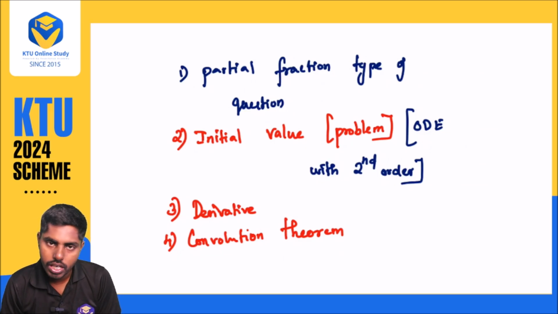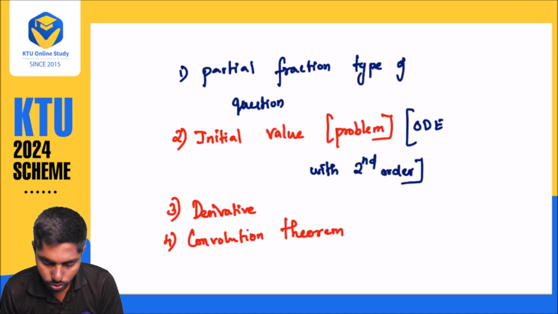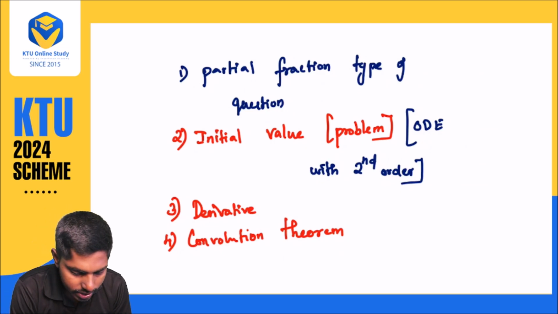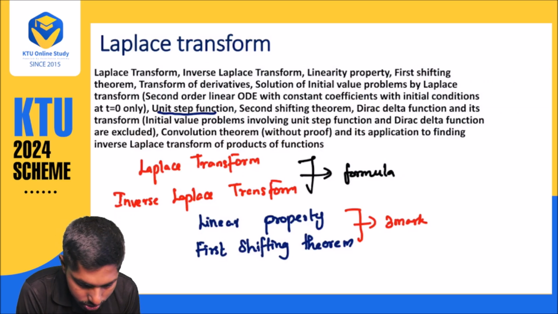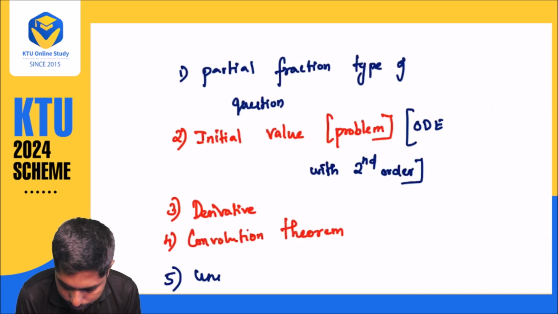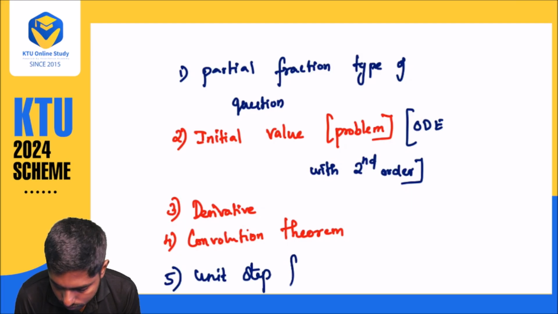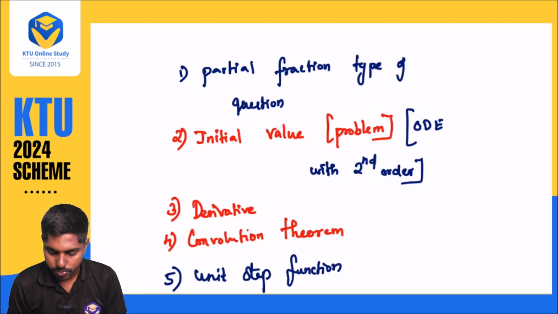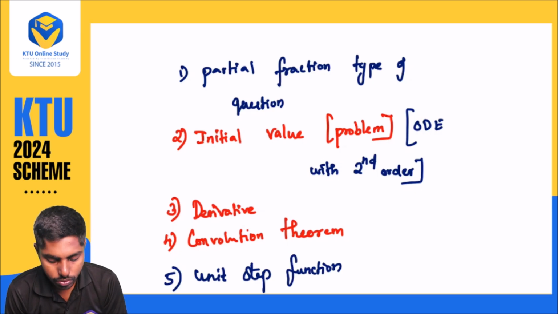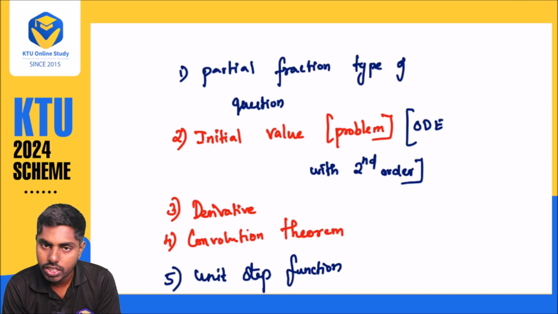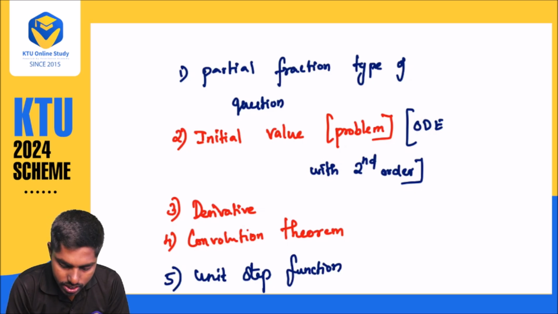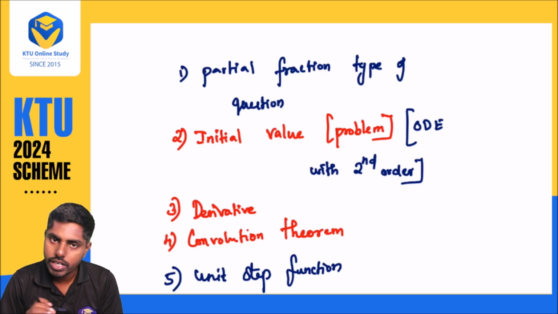If you study this much, you can score full marks in this module. And one extra topic is there, that is unit step function. These are the areas if they ask the question for the essay mark question. So you want to know about partial fraction types of question, initial value problem with second order, derivative, convolution theorem, unit step function. If you are very thorough in these 6 areas, you can score very decent marks in this module.